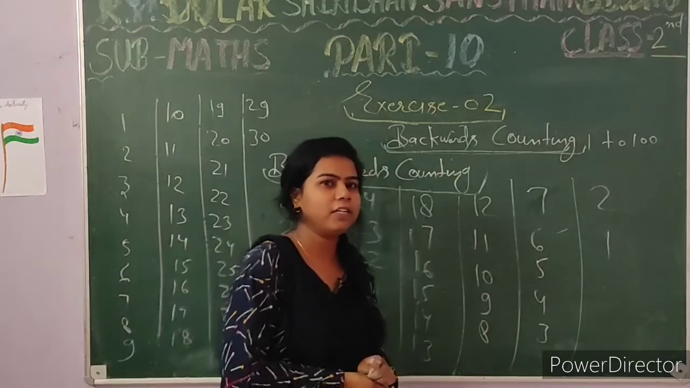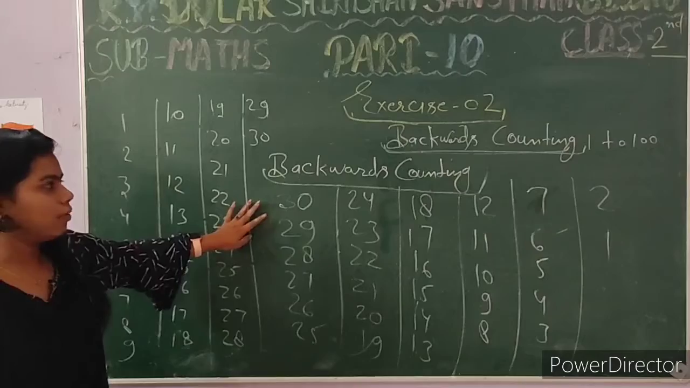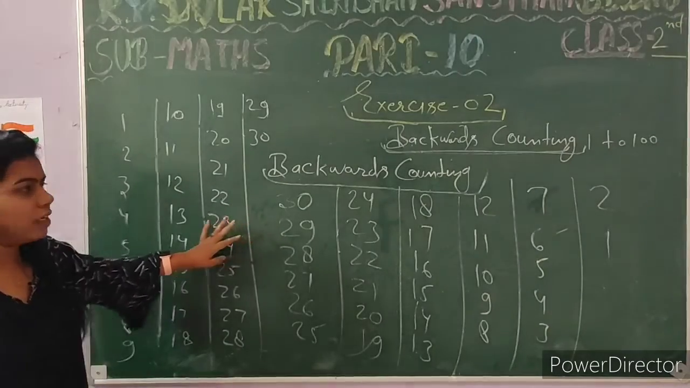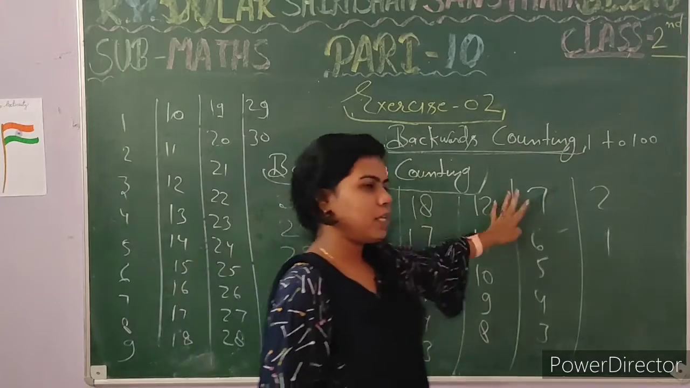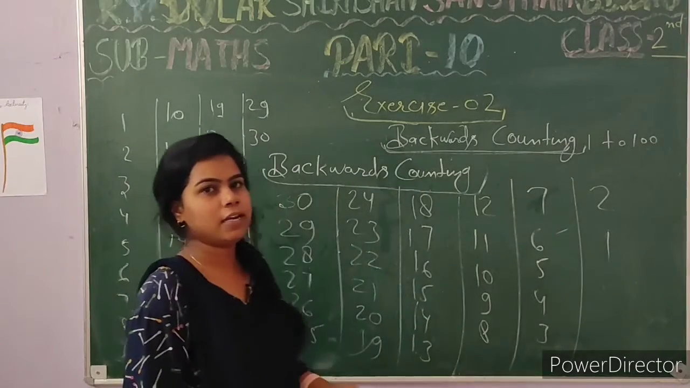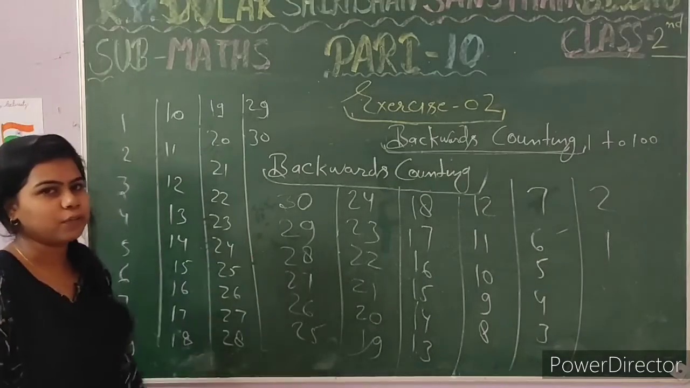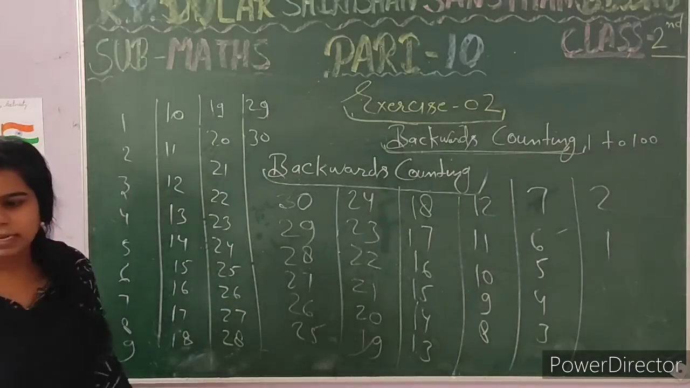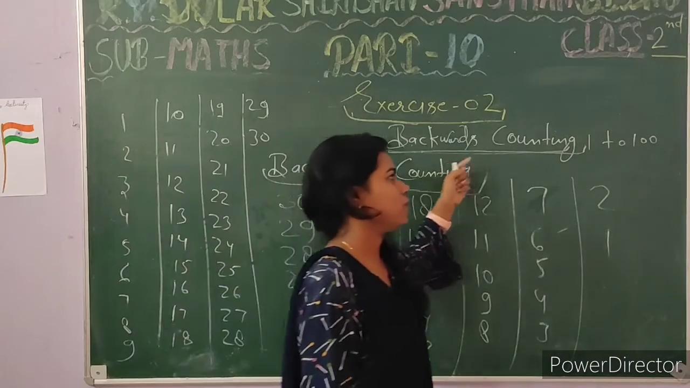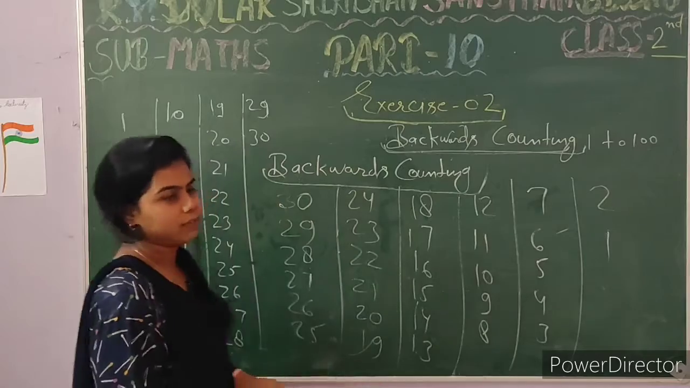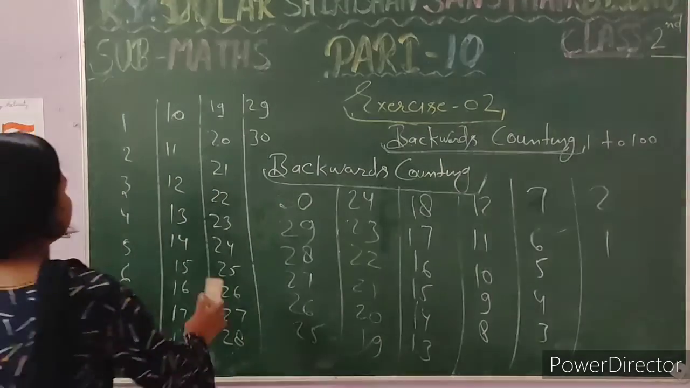How do we write backward counting? Students, very easy concept. We easily say that backward counting means arrange the numbers in descending order. So we easily do this type of questions. So for exercise 2, our second topic is backward counting. So students, I give you some homework according to this topic.